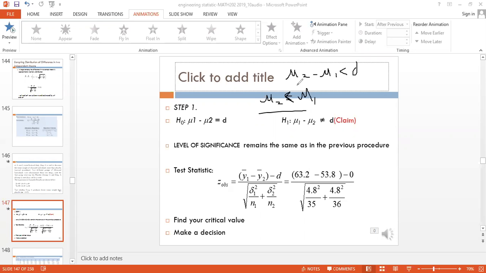And the opposite statement will be mu2 minus mu1 should be greater than or equal to the difference. And since this has the equal to, this should be the null hypothesis. That's H naught. And then this will be the alternate hypothesis.